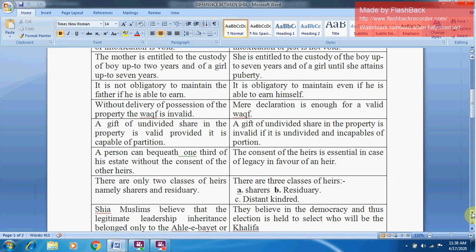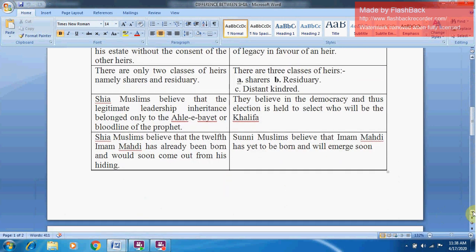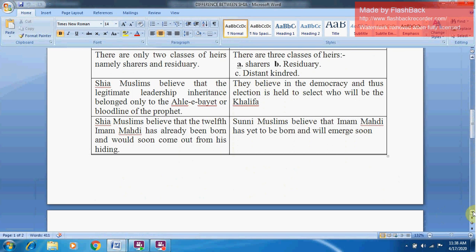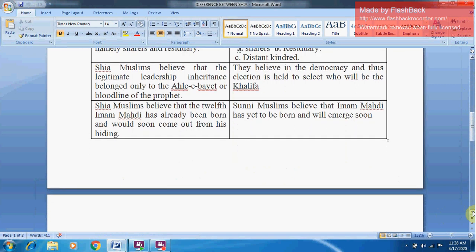In Shia law, there are only two classes of heirs, namely sharers and residuaries. In Sunni law, there are three classes of heirs, that is sharers, residuaries, and the third one, distant kindred. Shia Muslims believe that the legitimate leadership inheritance belongs only to the Ahl-i Bayt, or bloodline of the Prophet. But in Sunni law, they believe in democracy, and thus an election is held to select who will be the Khalifa. Shia Muslims believe that the 12th Imam Mahdi has already been born and would soon come out from his hiding. Sunni Muslims believe that the Imam Mahdi has yet to be born and will emerge soon.